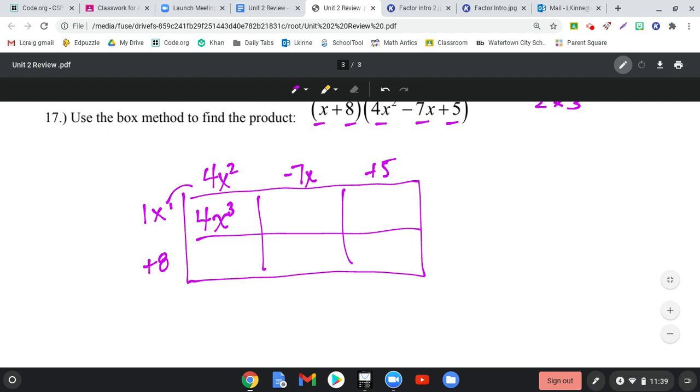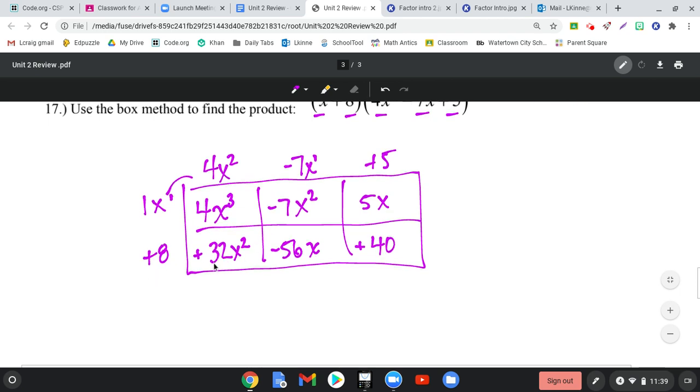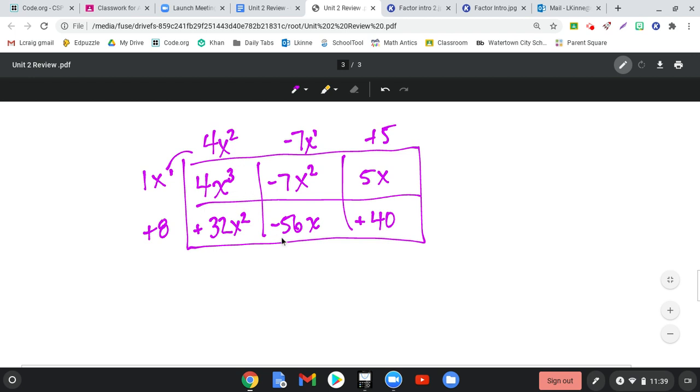1x times negative 7x would be negative 7x squared, because you've got a 1 there and a 1 out here. And then 1x times 5 is 5x. In the bottom, we have 8 times 4x squared would be positive 32x squared. 8 times negative 7x, negative 56x. And last, positive 8 times 5, you're multiplying, positive 40. And now the last step is just writing it in standard form.